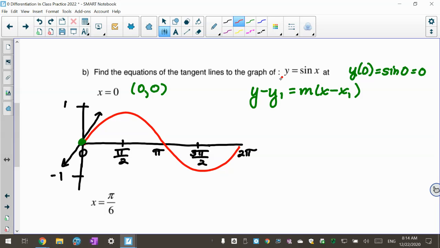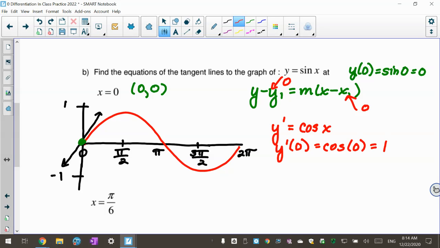So now I know I'm going to throw a 0 here, and I'm going to throw a 0 there when I'm done. Now the next thing I need to do is slope, and the slope is going to be the first derivative. So I'm going to do y prime, and the derivative of sine is cosine of x, which is nice. But I have to find the slope at 0, so I'm going to do y prime of 0 equals the cosine of 0, and the cosine of 0 is 1. So I know the slope is 1, so a 1 is going to go in there.